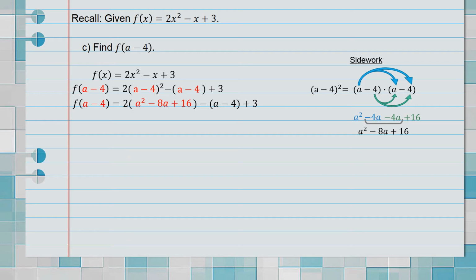Now we've done the exponents. Now we're ready for multiplication division, in order from left to right. Well, starting at the left, we see 2 touching the parenthesis, which means it is multiplying. So we will need to distribute that 2 to each of the values inside that set, which gives us 2a squared minus 16a plus 32.